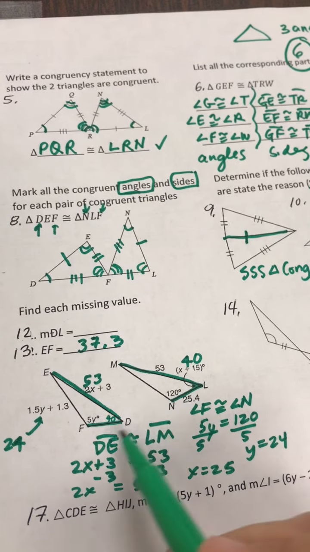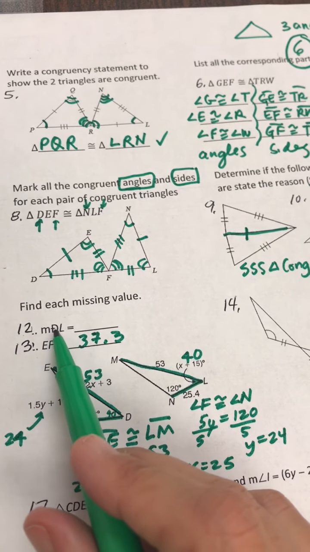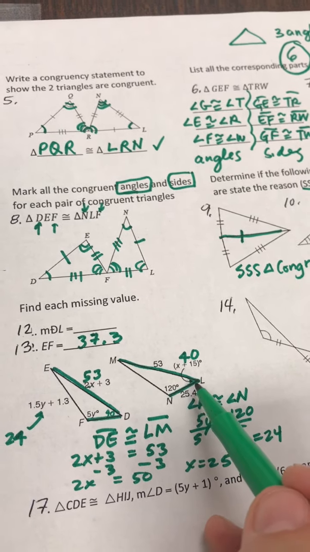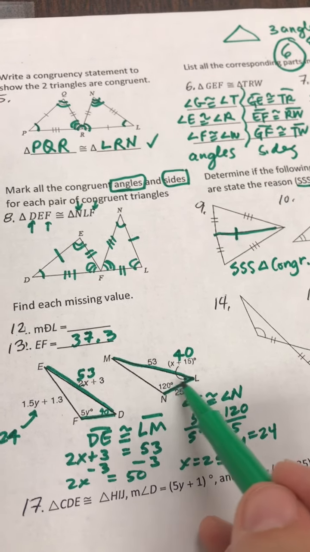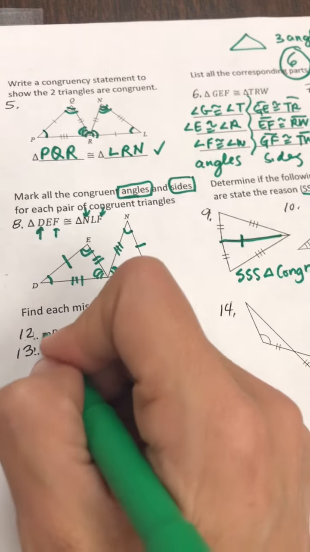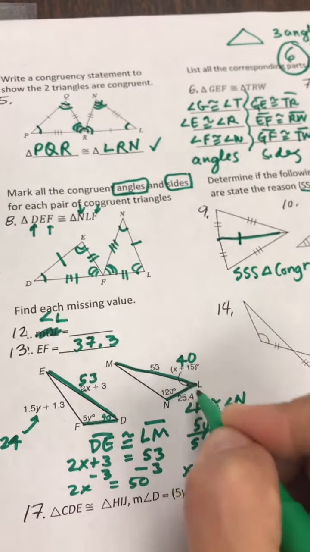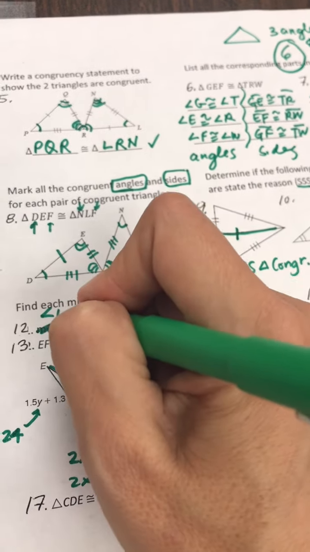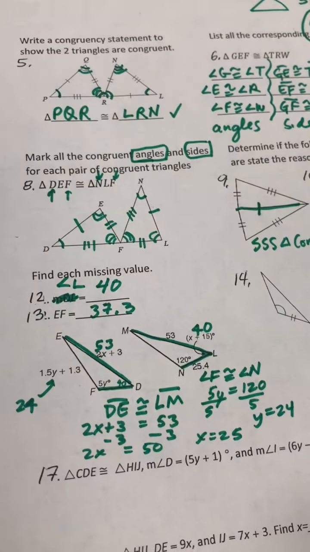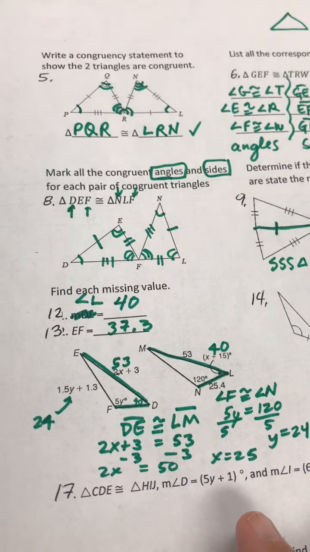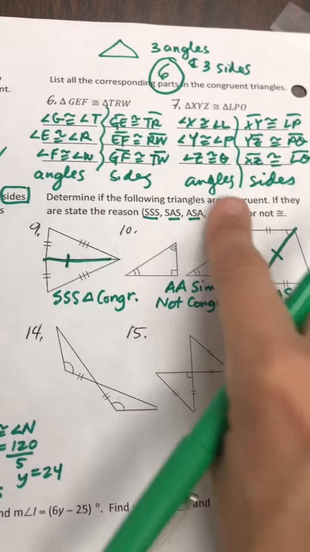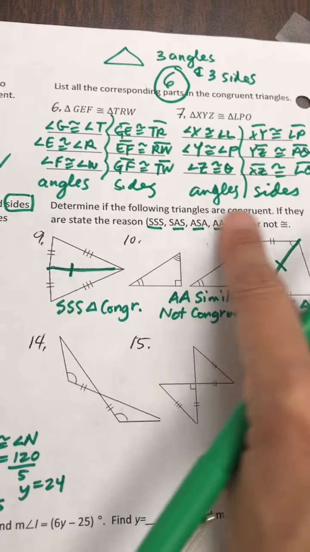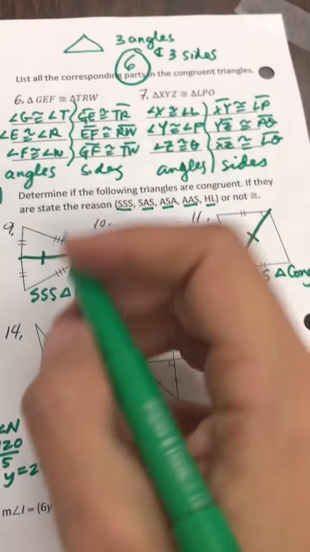We get 37.3. Now let me see if I can figure out what this DL is. I'm thinking that they probably wanted to know the measure of angle L. Let's say that's what that should have been. And we solved for that. That was 40. Okay. Mystery solved. Now 14. Interesting. I'm going to keep going here using these instructions.